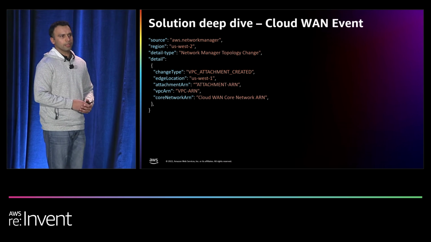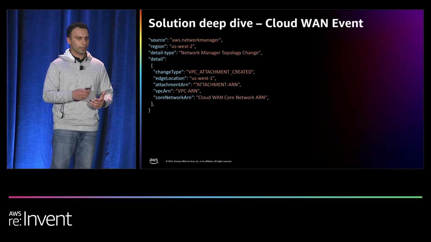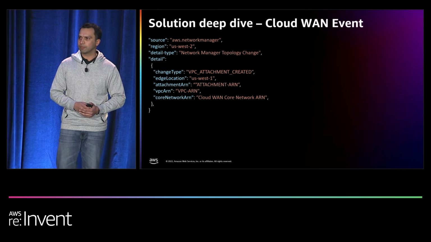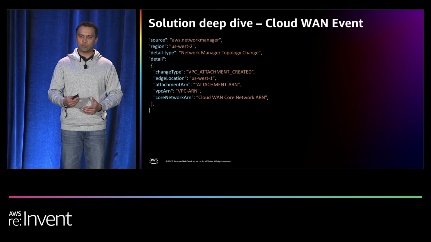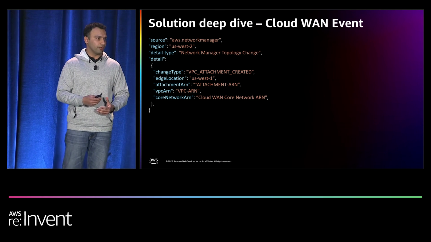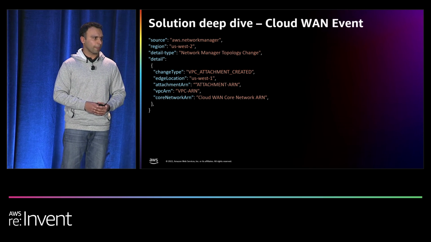And then finally, there are 3 ARNs that we are going to be using throughout the solution, especially in the Lambda function. The first one is the ARN of the actual attachment. The second one is the ARN of the VPC. And finally, the ARN of the core network.